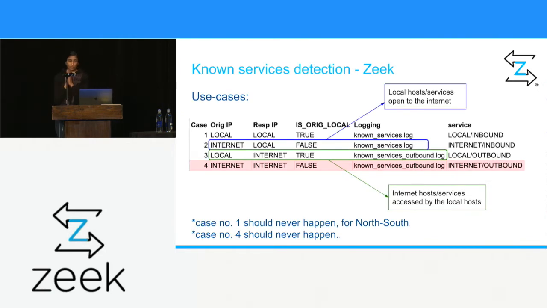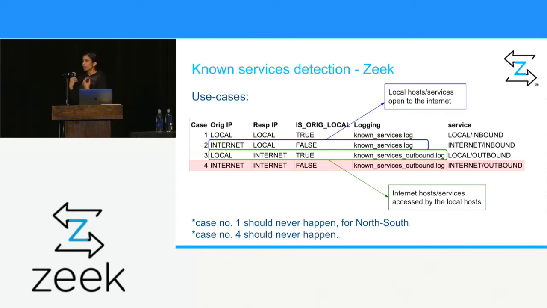So these are the four use cases we came up with. The first two use cases will be logged into the known services.log file, the custom one with the flag, and the other two use cases will be logged into the known services outbound log file. Now, the interesting thing is that the first one, local to local, when your source IP is local and your destination IP is local, that's pretty standard.